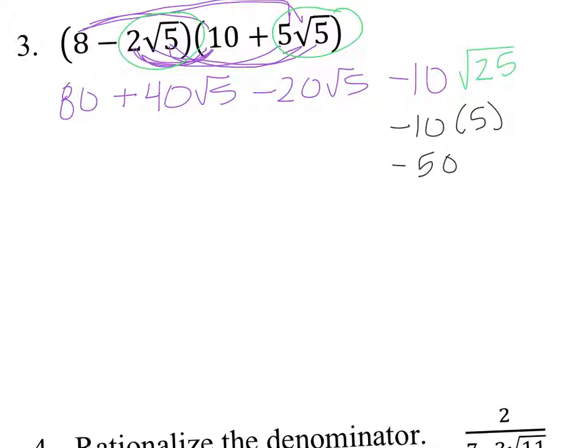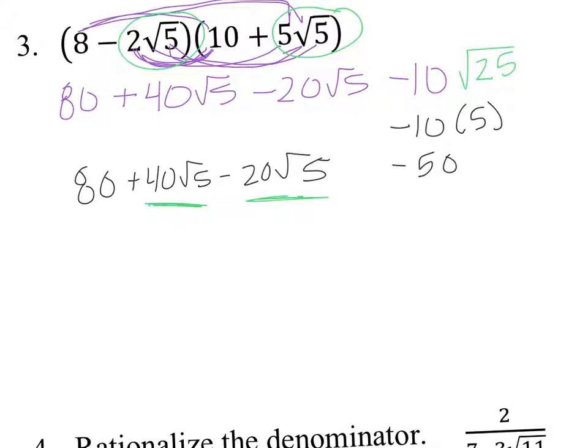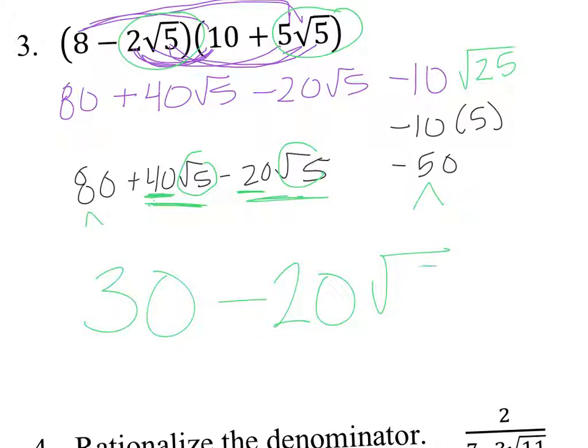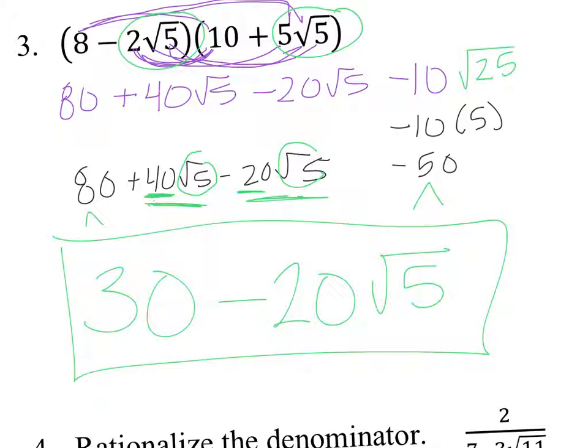Okay, so this is what I have right now. 80 plus 40 square root of 5, subtract 20 square root of 5, minus 50. So I'm going to do my like terms. Both of these have square root of 5, so I can combine those together, and both of these are numbers, so I can combine those together. 80 minus 50 would give me 30, and since these are both square root 5, I can do this subtraction. So it's 40 subtract 20, so it would be 20 square root 5, and that would be my answer for that one.